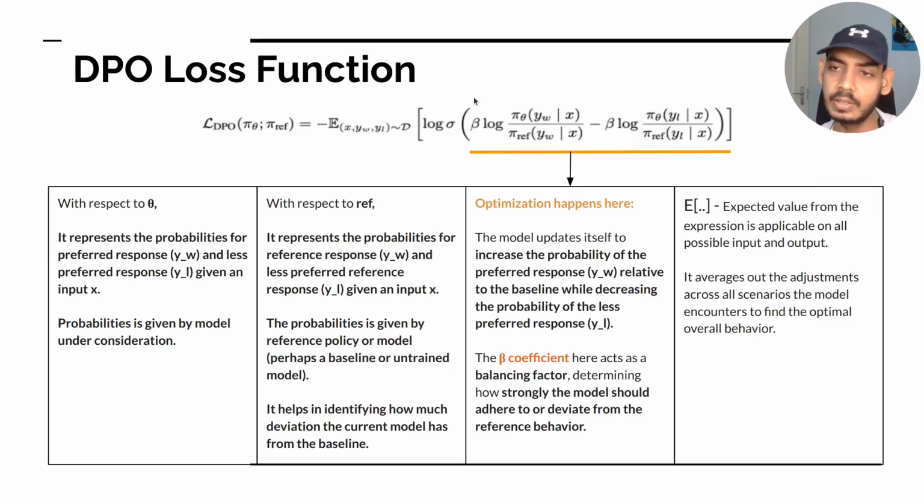This is a loss function. When you're training a model, if you remember any basic machine learning model, you generate the loss function for a bunch of inputs and outputs, and then you update the parameters. This is what happens here. The whole part E is the expected value of the expression over all possible inputs and outputs. It averages out the adjustment across all scenarios the model encounters to find the optimal overall behavior. This is a step towards a local minimum. You can understand it like that.